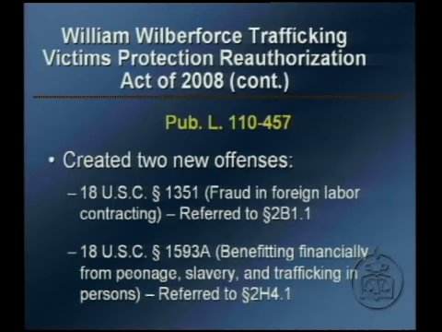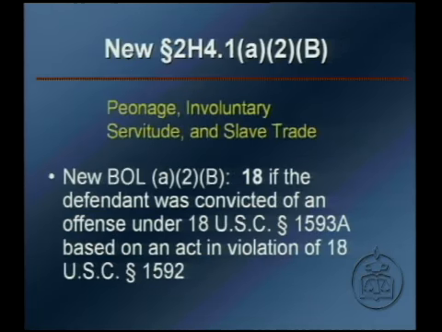The first, fraud in foreign labor contracting, is found at Title 18, Section 1351, and is referenced to 2B1.1, the fraud guideline. The other new offense, benefiting financially from peonage, slavery, and trafficking in persons, is found at Title 18, Section 1593A, and is referenced to Guideline 2H4.1. The Commission also made some corresponding modifications in the peonage guideline, the 2H4.1 guideline, to address the new offense under Section 1593A of Title 18.